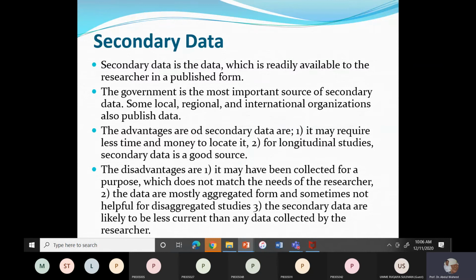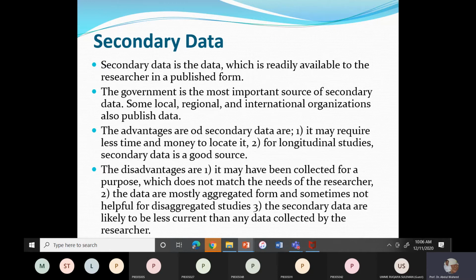But there are disadvantages for secondary data too, because the data have been collected for a specific purpose, and there is a possibility that that purpose does not match with your purpose. In that case, there would be a difficulty in using secondary data. And secondary data are mostly in aggregated form. Okay, but if you have a study in which you need data in disaggregated form, then it will not be very useful. Then you have to go for primary data and get the data by yourself.